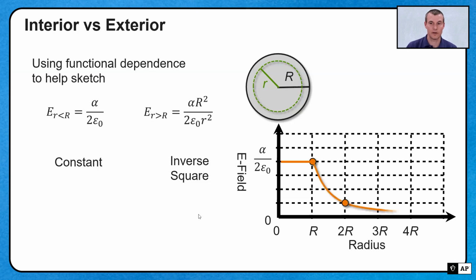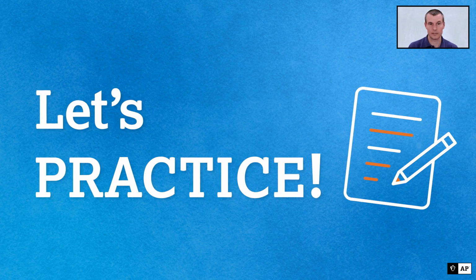Well, sure enough, that's going to make my graph look something like that. Kind of asymptotically, but not ever actually reaching 0, but kind of decaying in that manner. This is a good way to kind of plot things using functional dependence. So let's do another practice.